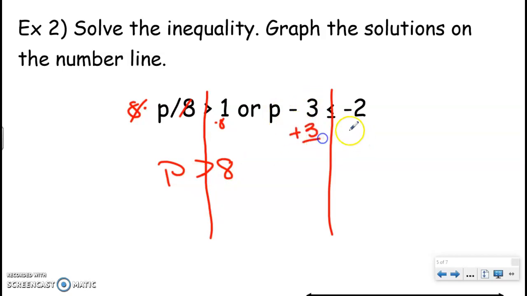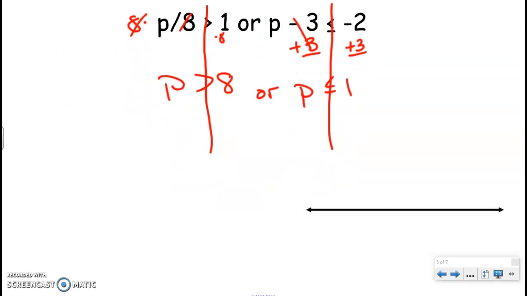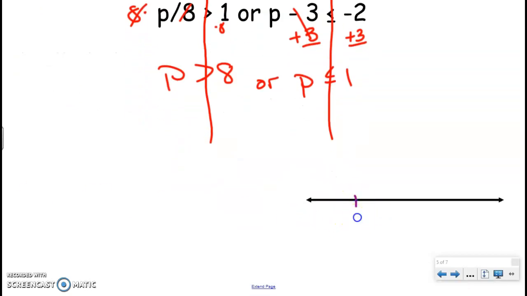So to get rid of that 3, I'm going to add 3 to both sides. So I get p is less than or equal to 1. It started as an OR, so I'm going to put the word OR in the middle. And I'm going to plot 1 and 8 on my number line.